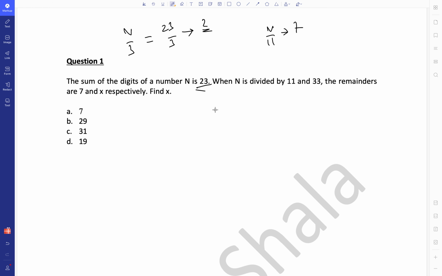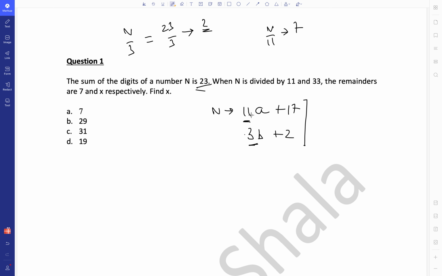So you can say that n can be written in the form 11a plus 7, and also in the form 3b plus 2. Now what the Chinese remainder theorem tells us is that if you know the remainders with two co-prime numbers, co-prime meaning 11 and 3 in this case, which do not have a common factor other than 1, then you can easily find the remainder with the product of these co-prime numbers.